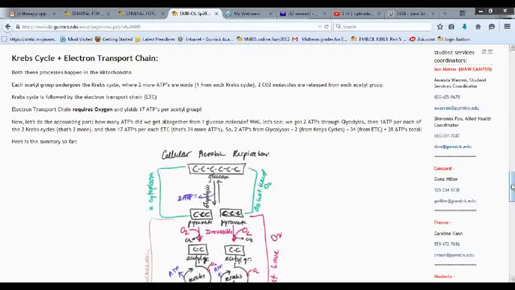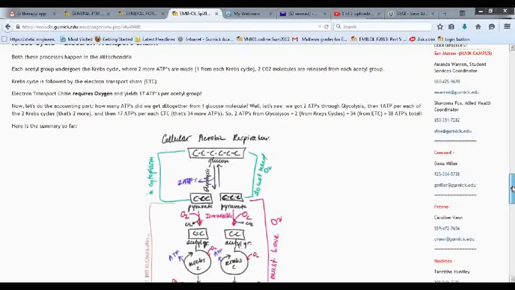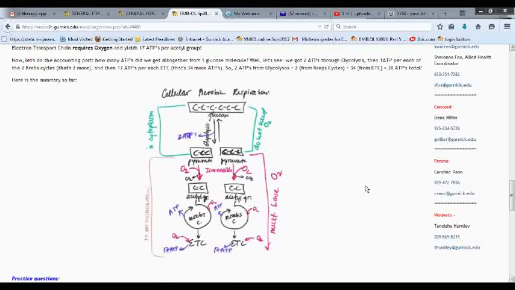So now we're going to talk about these second and third processes, and the most important thing you need to know about them is that they both require oxygen. They both require oxygen, and they yield the most ATPs that you're going to get out of burning that one glucose molecule. So each one of these legs of this glucose breakdown, we go from the beginning.